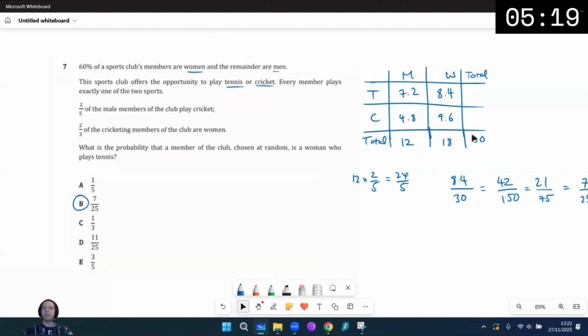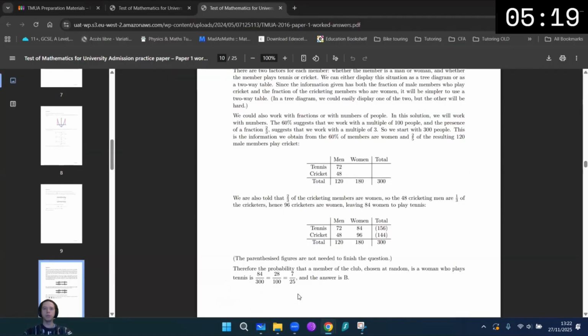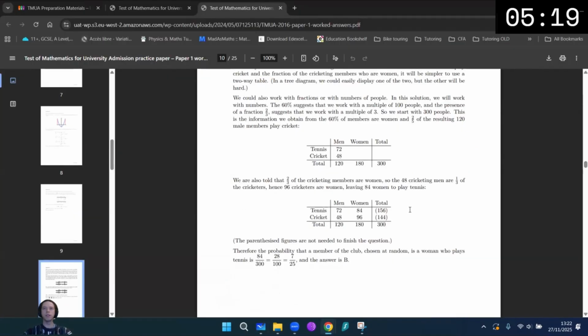Yeah, again, if I did it again, I'd probably just work with fractions. So the total would be 1. So the entries, you'd just be looking at the probabilities. So let's check the answer. Yeah, 7 over 25, the answer is B.